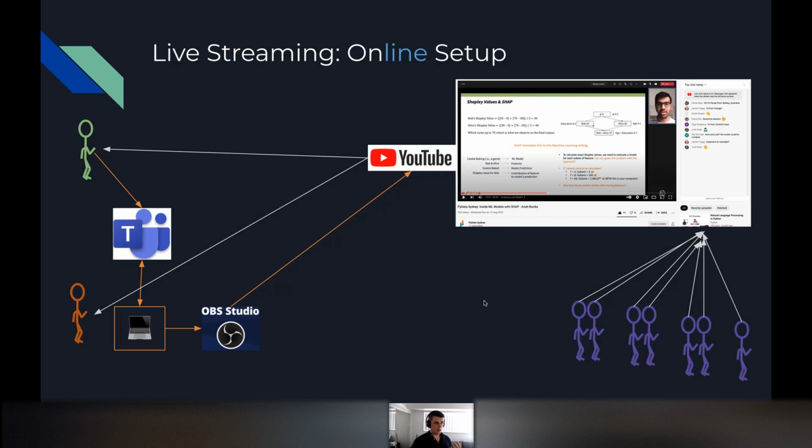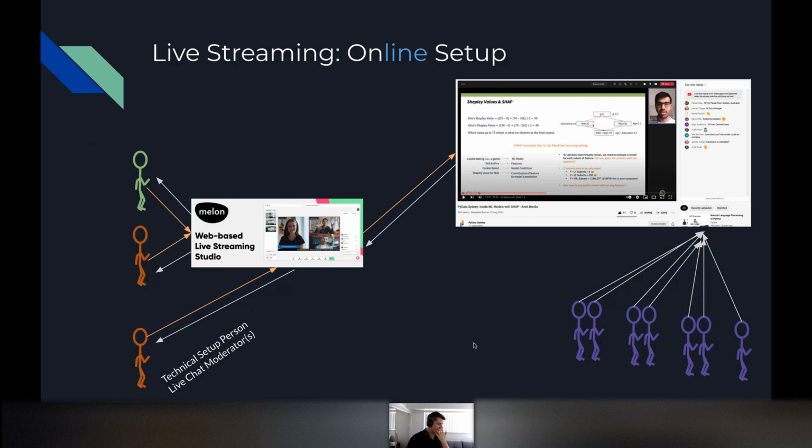Going forward, I think a better setup is using browser-based tools. So Melon is by the same company that creates OBS, but this is a paid offering. In fact, all the browser-based offerings are paid. They have a free tier, but to get that crisp 1080p output, you need to pay for it. So I trialed StreamYard and Melon, and Melon just happened to be from OBS and they had a 50% off sale. So I thought, all right, I'll chuck some money at that and then we're good for the next 12 months.